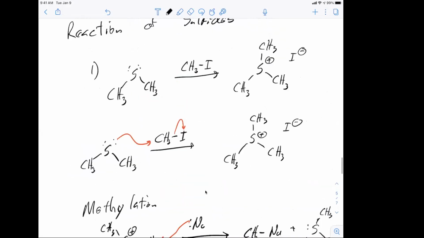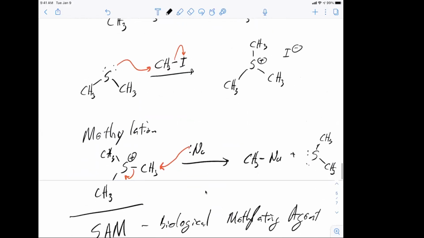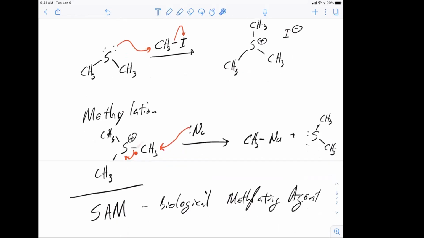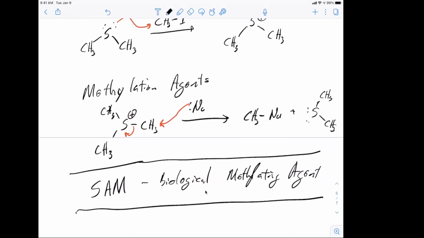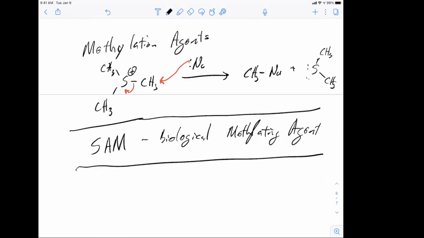So this is just sulfides acting as nucleophiles with electrophilic carbons, creating these positive sulfur compounds. These positive sulfur compounds become methylating agents. And the one that you'll see in biochemistry or later on in biology courses is going to be SAM. It's a sulfur-containing compound. I can't remember the name of it right now.